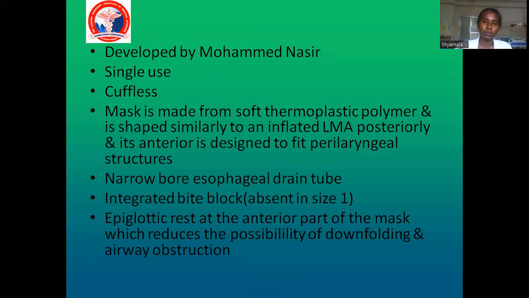The mask is made up of soft thermoplastic elastomer, and is shaped similar to that of an inflated LMA posteriorly, and anteriorly designed to fit the perilaryngeal structures. It has a narrow bore esophageal drain tube. The integrated bite block is optional only for size 1, whereas for the rest there is an integrated bite block. The epiglottis usually rests on the anterior part of the mask, which reduces the possibility of downfolding and airway obstruction, whereas in the other devices downfolding is there.